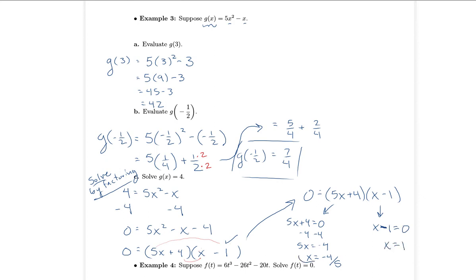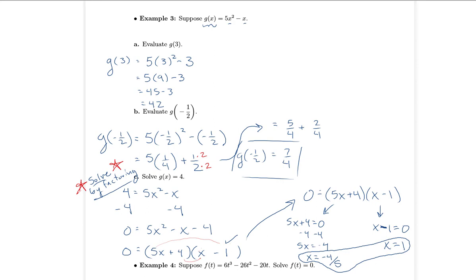And so like we saw with our graph and table, it's possible that when we solve, we might get more than one x value as an answer to that. All right, so there we just solved by factoring.